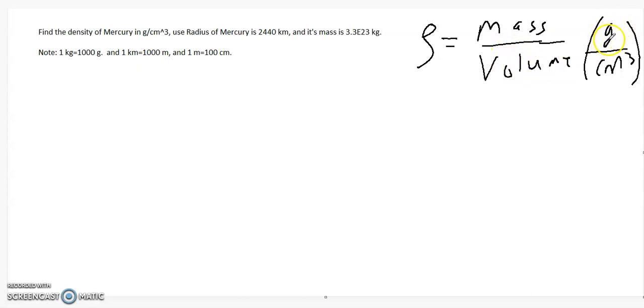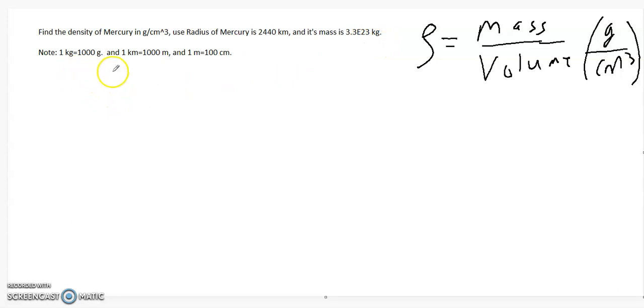The usual units that we use are the mass in grams and the volume in cubic centimeters, or centimeters to the third power. All right, and that's what this means right here. Calculate the density of mercury in grams per centimeter cubed. The radius of Mercury is given right here, 2,440 kilometers, and the mass is 3.3 E23, and that E23 means times 10 to the 23rd kilograms.